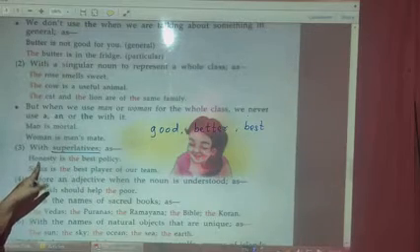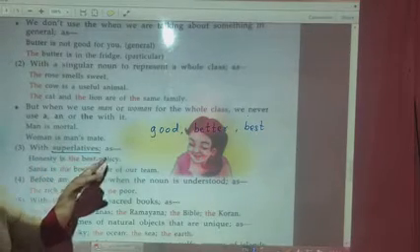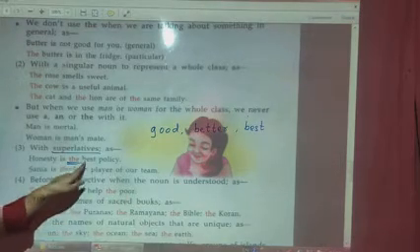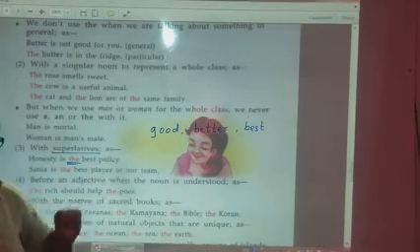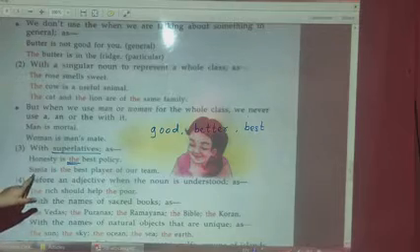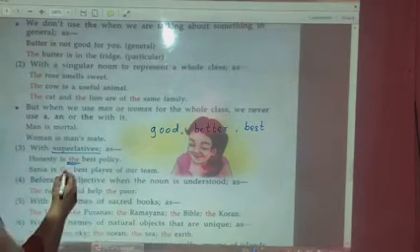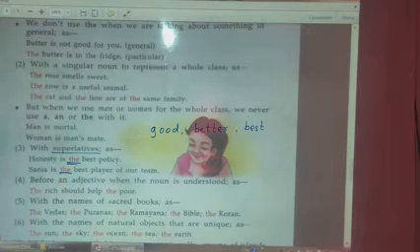For example, honesty is the best policy. Here the is used because best is the superlative degree. Okay, Sanya is the best player of our team. Same, best is the superlative degree.